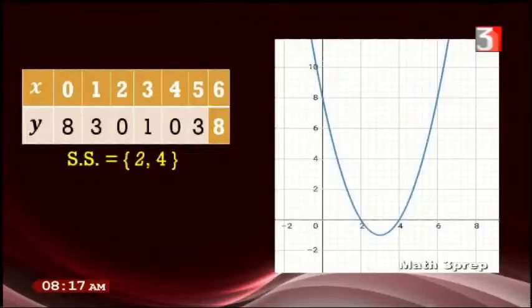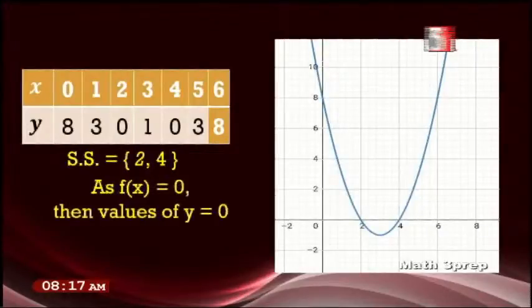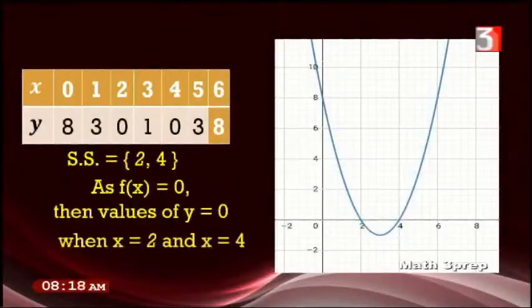And what does it mean? It means that as f of x equals 0, then the value of y equals 0 when x equals 2 and x equals 4. How many solutions did you obtain? You have obtained 2 solutions, which are the 2 and the 4.